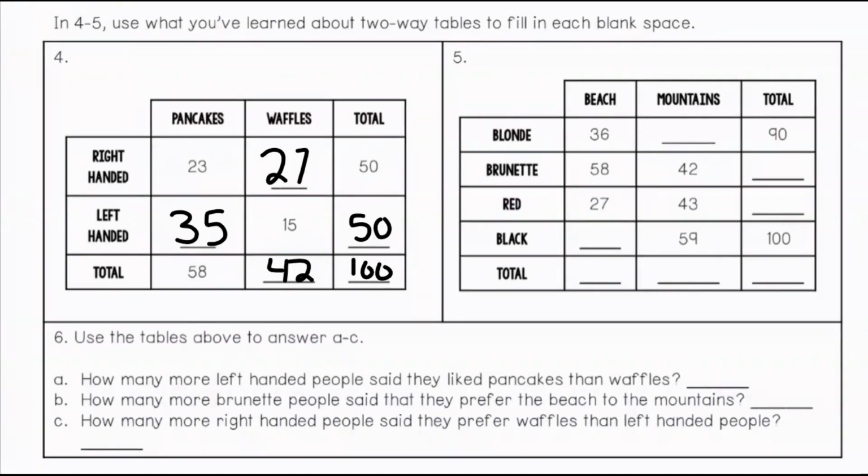Okay, in number 5, we have types of hair color and whether or not those people prefer the beach or the mountains. In my first row, I have blonde hair color. I have 90 total surveyed, 36 prefer the beach. 90 minus 36 would give me a total of 54 who prefer the mountains. My next hair color is brunette. I have 58 prefer the beach, 42 prefer the mountains, so the total amount surveyed would be 100. Then I have red hair color, 27 prefer the beach, 43 prefer the mountains, 27 and 43 would make 70.